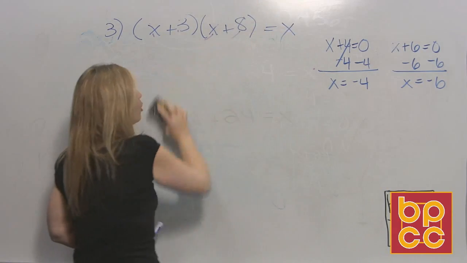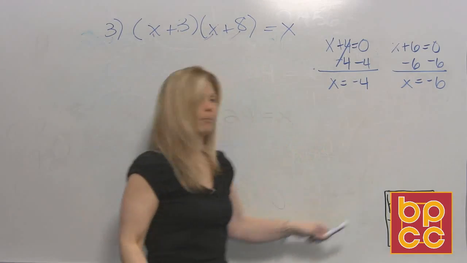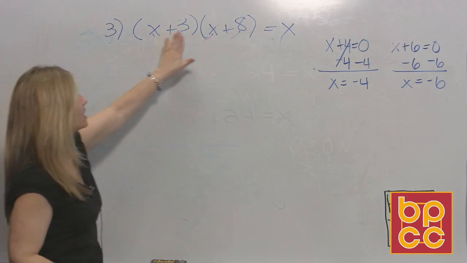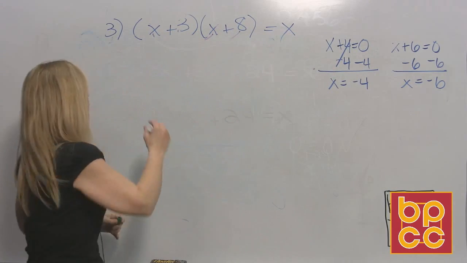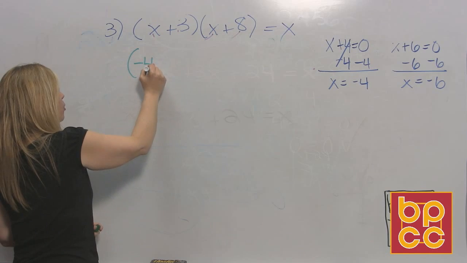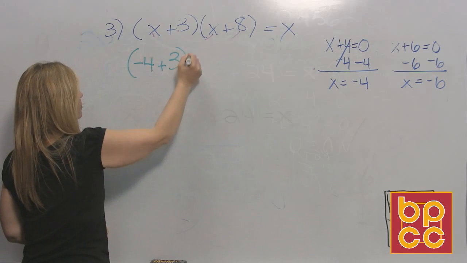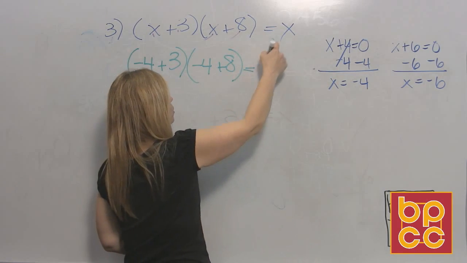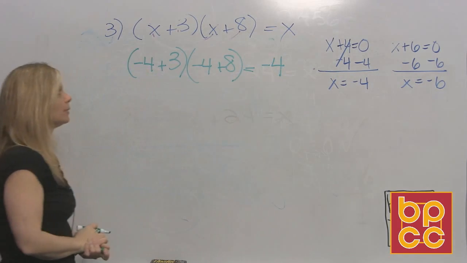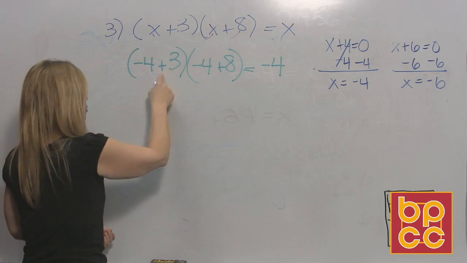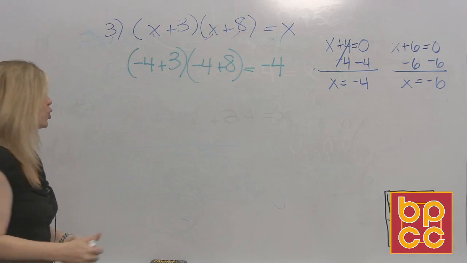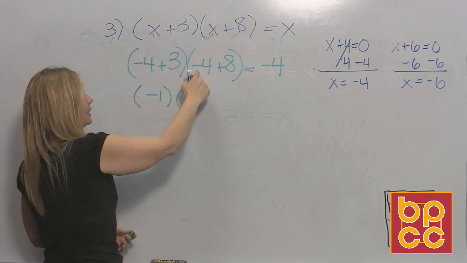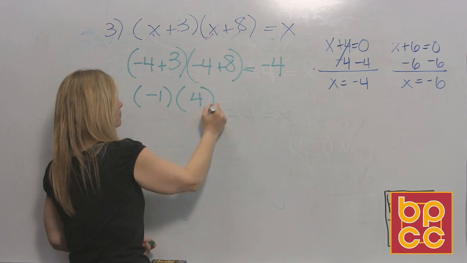Again, you can only check one of these answers at a time. You can't check both. So let's start with the negative 4. Wherever there is an x, we're going to put a negative 4. So there's an x. We're going to write negative 4 plus, bring down the 3. There's an x. We're going to write negative 4 plus 8 equals. There's an x. We're going to write negative 4. Now, guys, look. These are numbers. We don't FOIL numbers. We just do what's in parentheses. Negative 4 plus 3 is negative 1. Negative 4 plus 8 is 4.